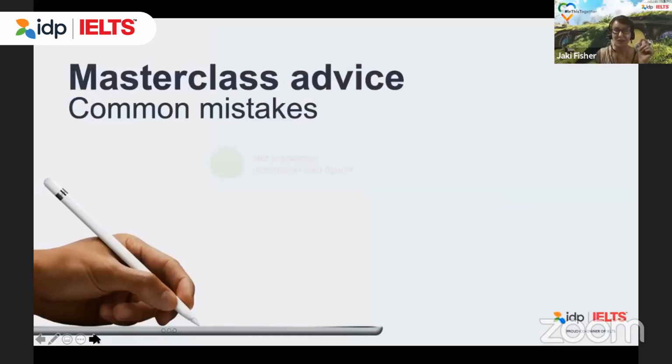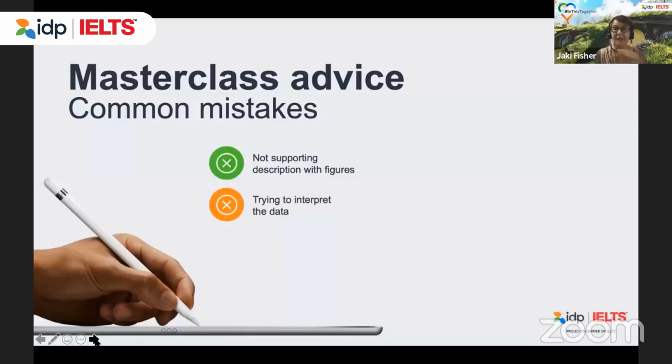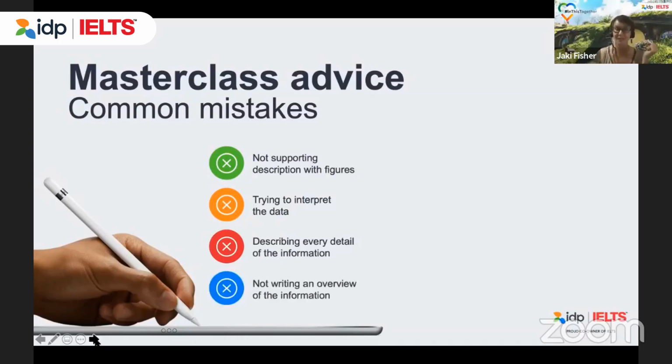All right, so common things that people do for their task 1. They forget to have the data. They just say it increased, it fell. Don't do that. Remember, you have to say from this number to that number. Now, we never interpret. So you should never say, well, I think Japanese people are going to Australia because they want to have a barbecue. No, just describe, never interpret. And you don't describe everything, just the trends and where it changes. And we must have our overview.